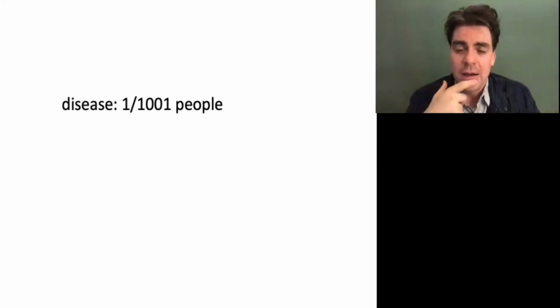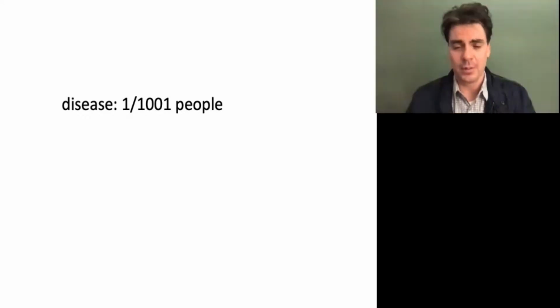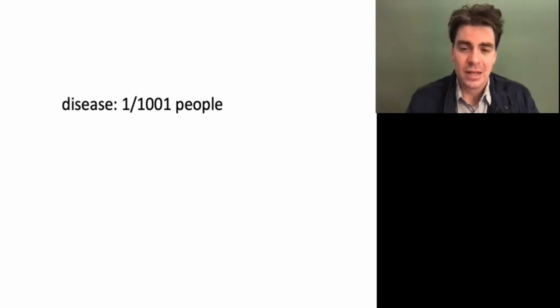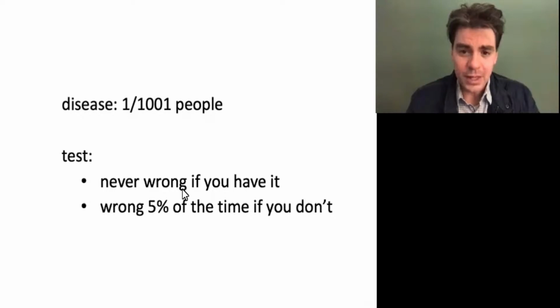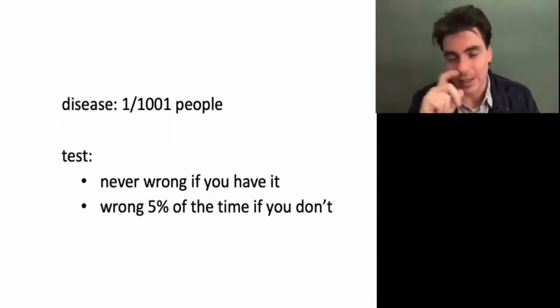Suppose in the background you know that this disease affects 1 in 1,001 people, and you want to be tested. It's not like there's more evidence; you don't have any symptoms or anything like that. You're just being screened. The test itself is never wrong if you have the disease. So if you have it, it's definitely going to tell you that you have it. No false negatives for people who do have the disease. And then it's wrong 5% of the time if you don't have the disease. So of the people who don't have the disease, 5% are going to get false positives. The people who do have the disease are all going to get positive tests. There aren't going to be any false negatives.